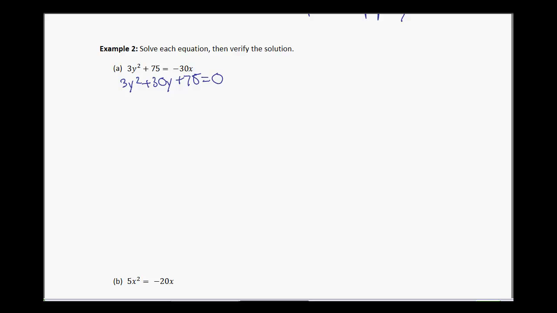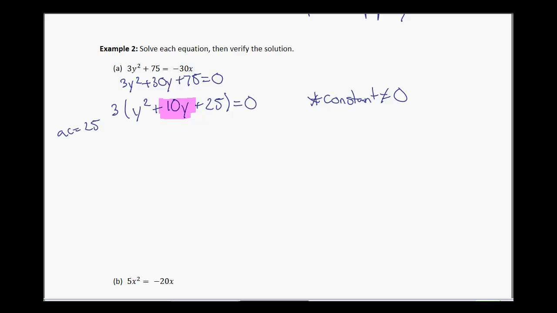I immediately notice that we can factor out a 3 here, leaving us with y squared plus 10y plus 25 equals 0. Our constant here cannot equal 0, so we need to continue and go ahead and factor. So our AC here is 25, and what two numbers multiply to 25 and add to 10? Right away I know that is 5 and 5.